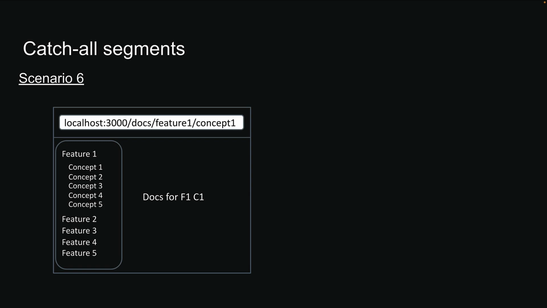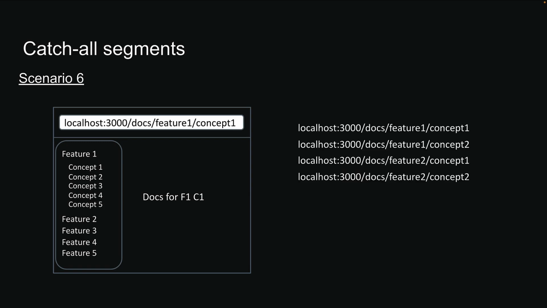Think about URLs like localhost:3000/docs/feature1/concept1, /docs/feature1/concept2, /docs/feature2/concept1, and so on. Now, if we have 20 features and each feature has 20 concepts, we are looking at 400 different routes. Since Next.js uses file system-based routing, that would mean 400 separate files in a project. But here's where dynamic routing comes to the rescue.